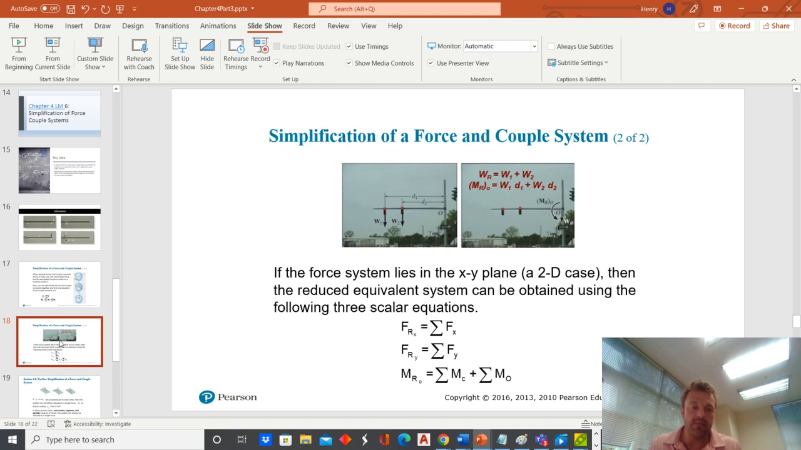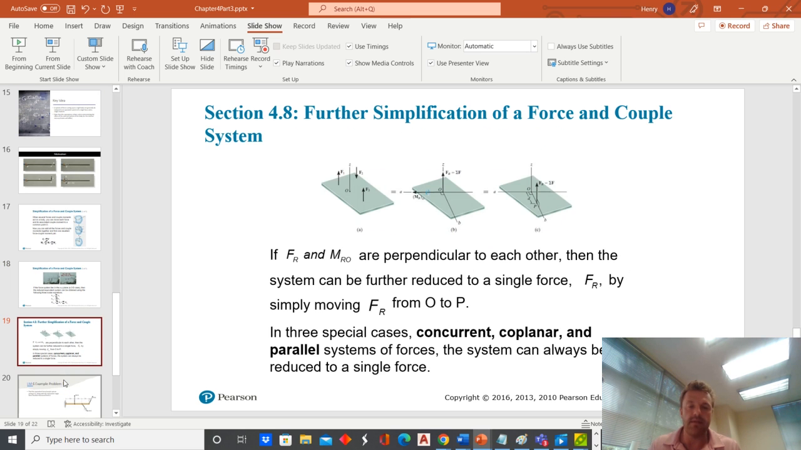The key point the book tries to make here is that if it becomes a two-dimensional problem, it's just simpler because you're working with scalars. And we'll look at a two-dimensional problem in a minute. One thing to keep in mind: you can always reduce any complex system of forces and couples acting on a body to a single force-couple system at a particular point. However, in certain cases, you can go even further. You can reduce the entire effect to that of a single force. And we're going to look at an example of one of these as well in a moment.